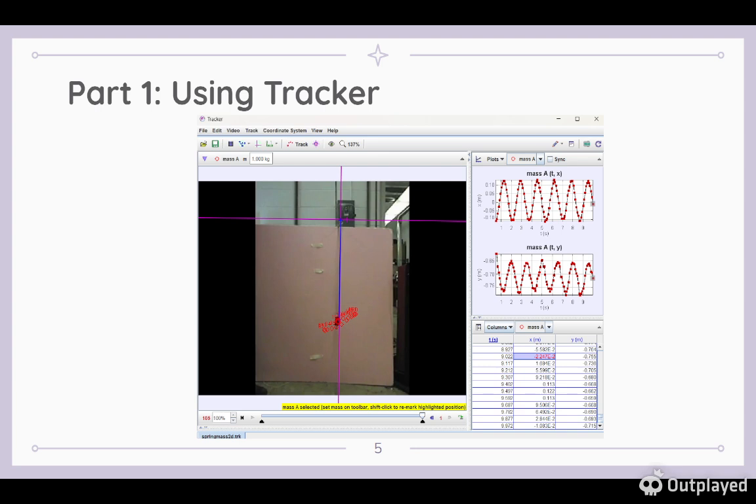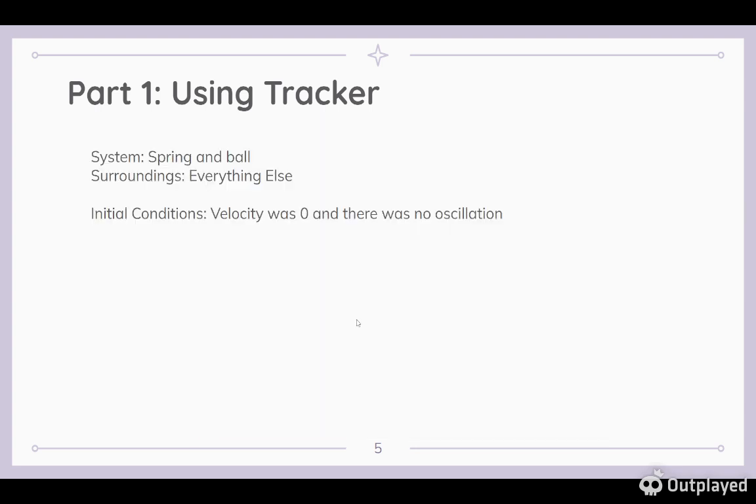So this is just a screenshot. You can see the oscillations that occur on both the X and the Y axis. So the system was a spring and the ball, and the surroundings was everything else, and the initial conditions of this was that the velocity was 0 and there was no oscillation, and the ball was being held into place, and it was at equilibrium.